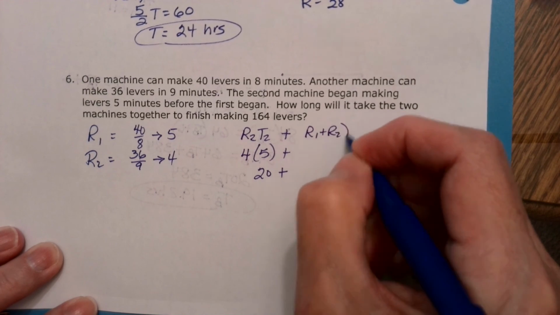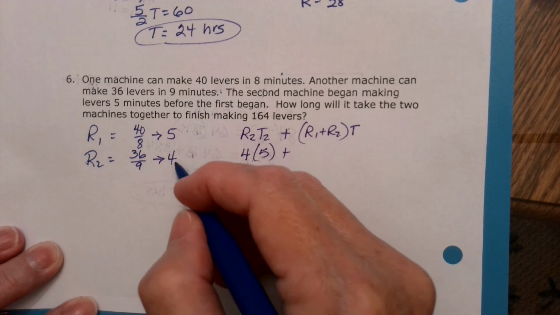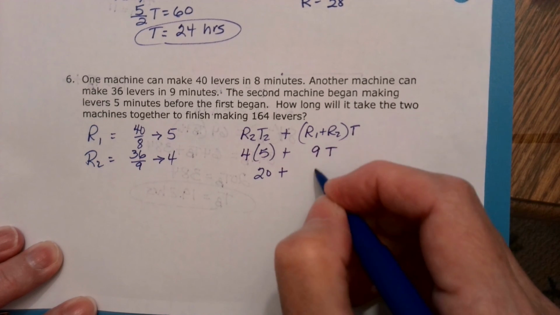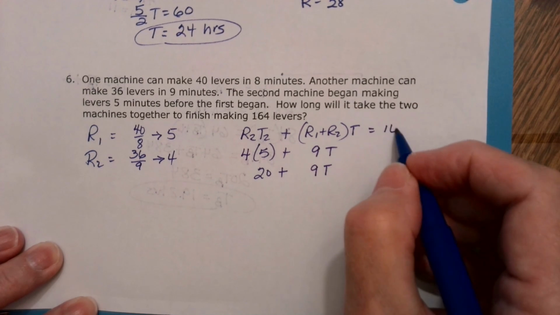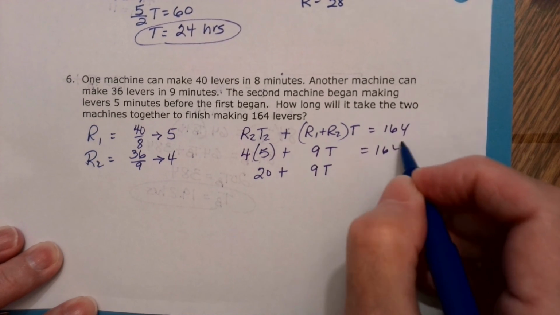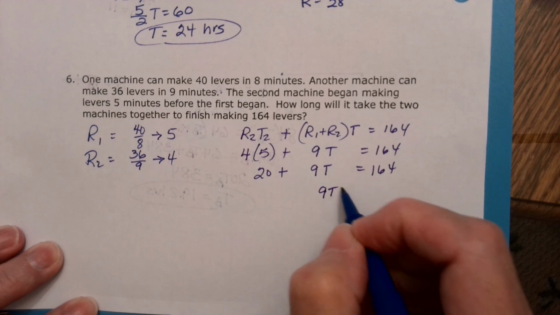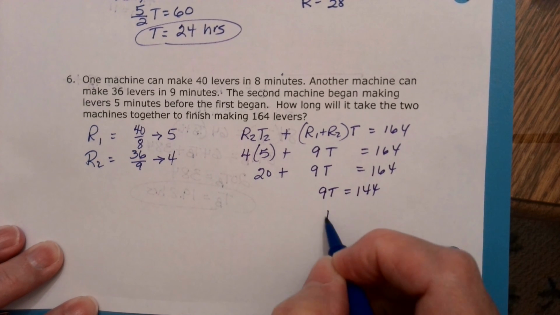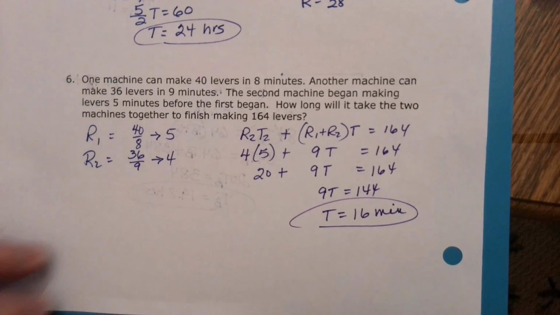So you add their rates together times their time. So if I add their rates together, 5 plus 4, I get 9. It says how long is it going to take them to do 164? So that's going to be the total they want to get done. So it's got to equal 164. So subtract 20 from both sides, and it's going to take them 16 minutes. Okay.